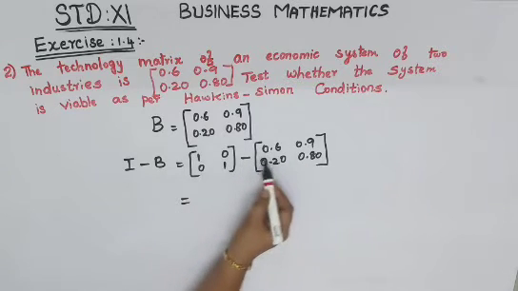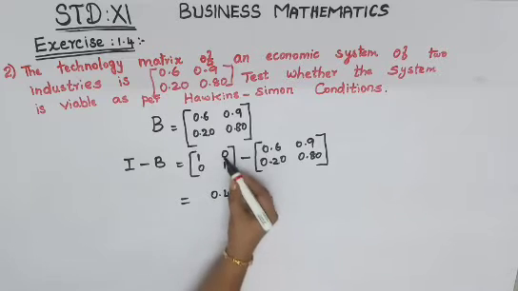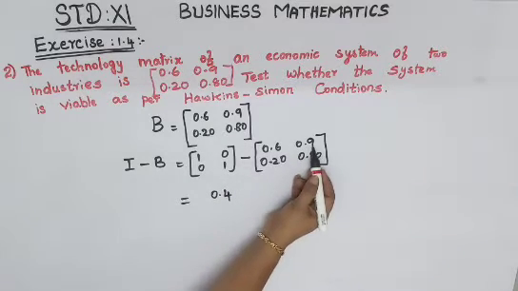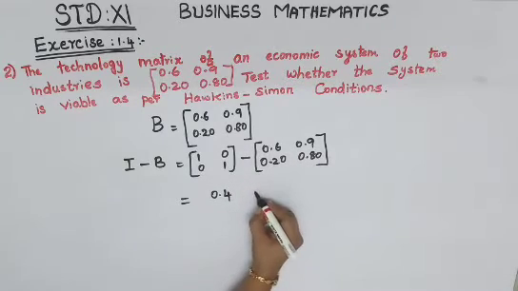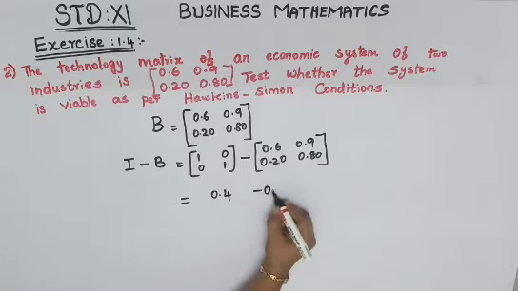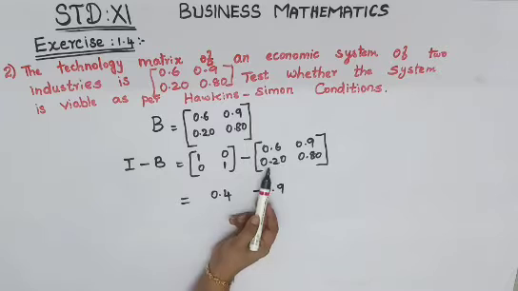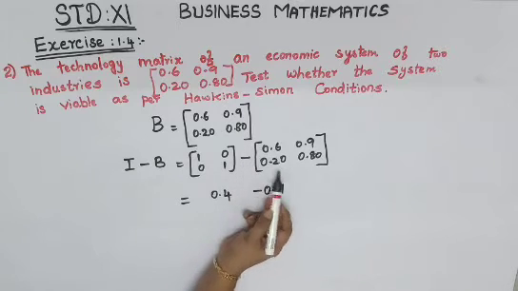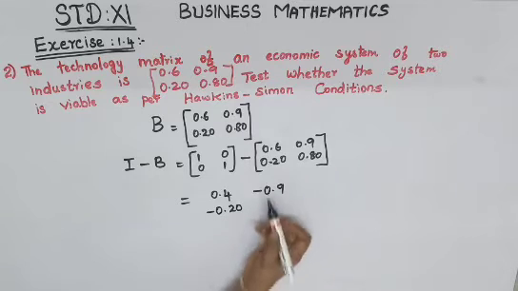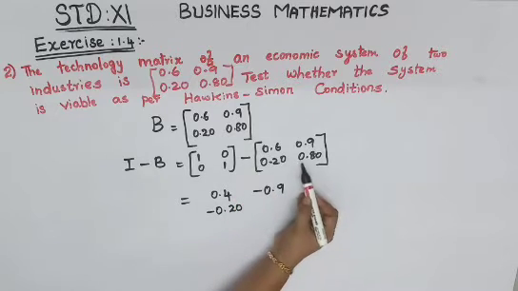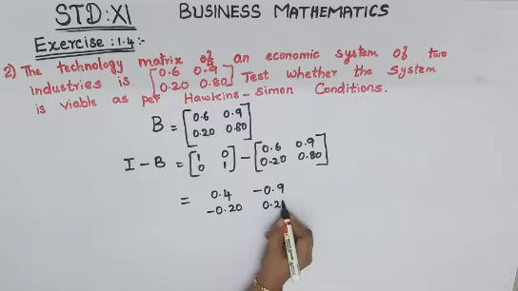So 1 minus 0.6, you will get it as 0.4. Next 0 minus 0.9. So since you have got 0 here, this minus will go with that 0.9. So answer is minus 0.9. Same here, 0 we have got. So this minus will go with this element. So minus 0.20. The next one is 1 minus 0.80. You will have to subtract it. So you will get it as 0.20.